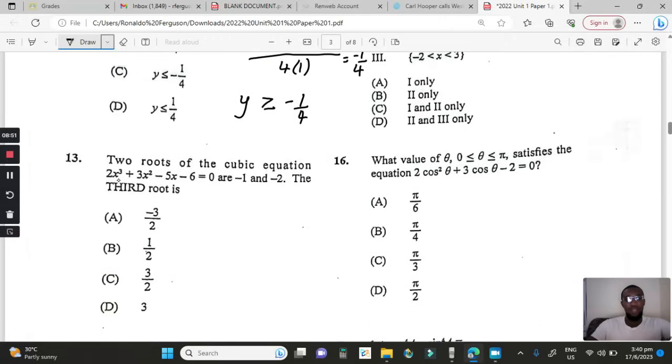Number 13 has been repeating since forever. We know this is the 3 over 2. Alright, so that's a repeat question. x plus 1, x plus 2. The next one was 2x minus 3. That's been repeating forever. Repeat.